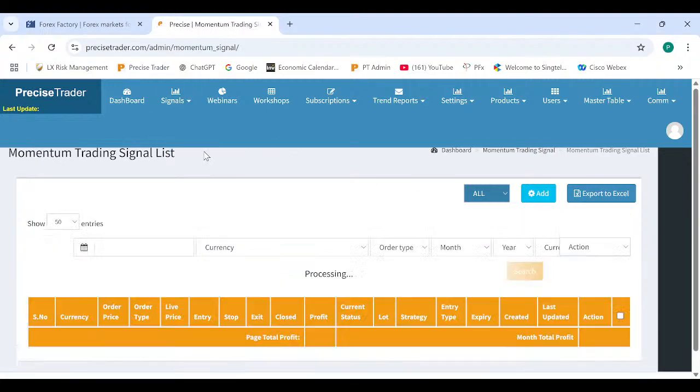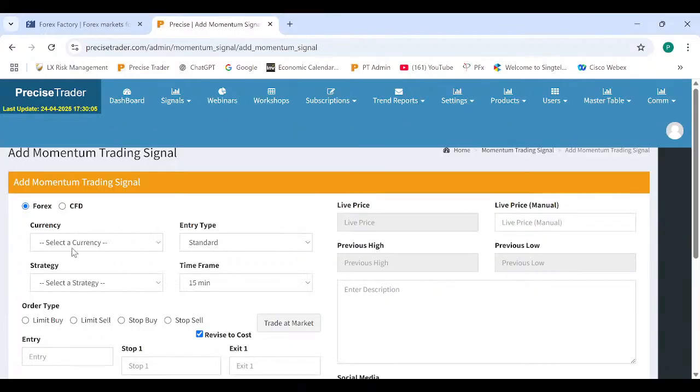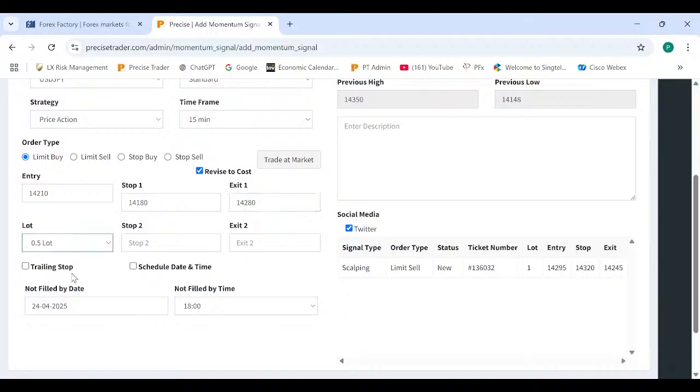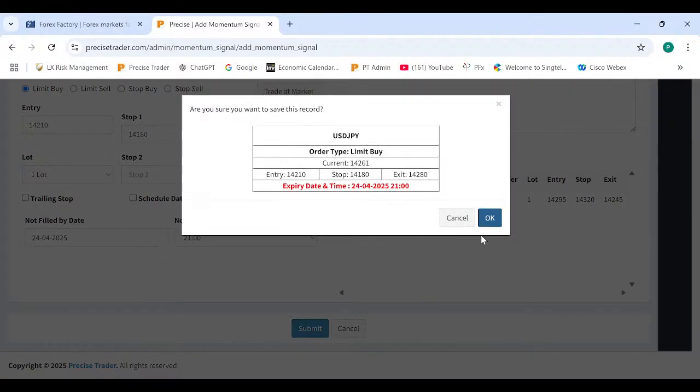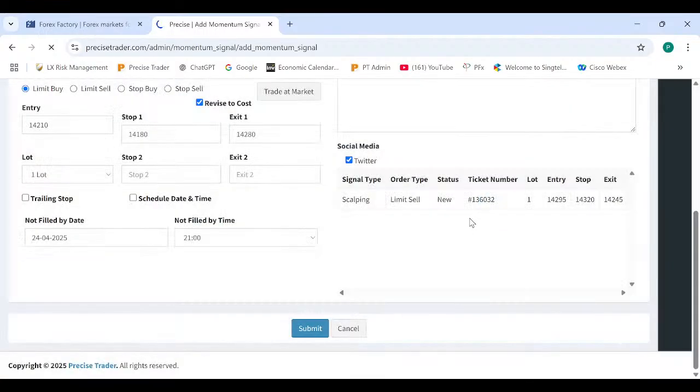Then we have a momentum trade, buying at 142. Actually 05 should be the entry, so probably we'll put 142.10, 141.80 and 142.80. Okay, this one we can go for one lot and until 2100 hours. That means another 3.5 hours.